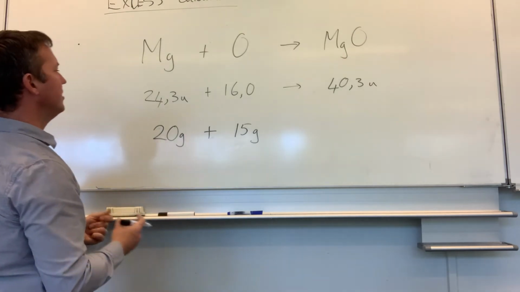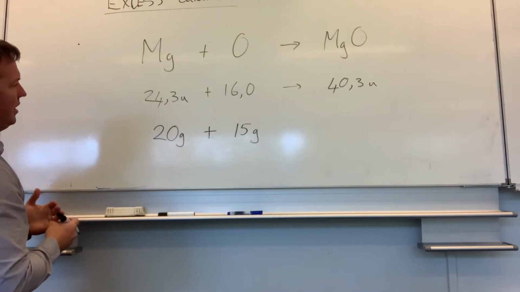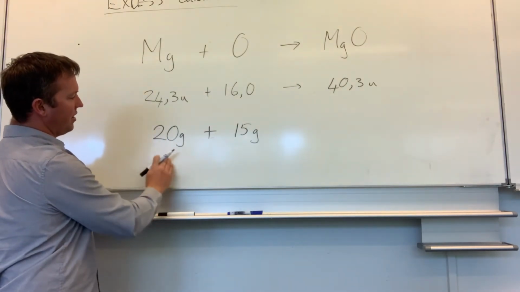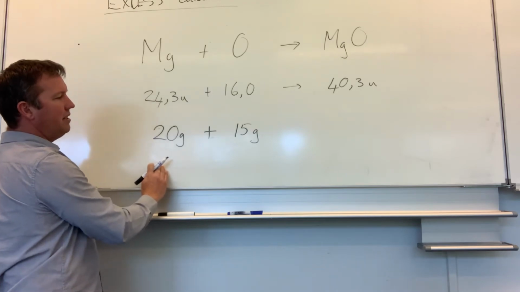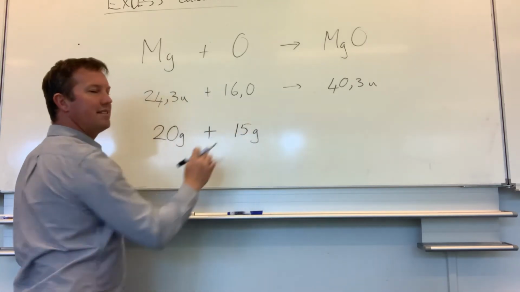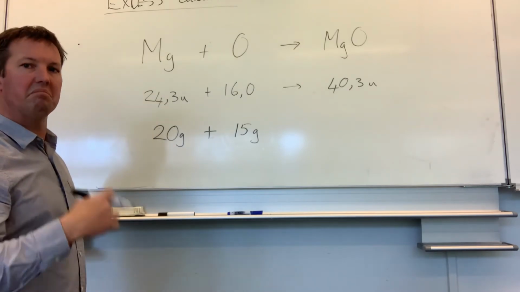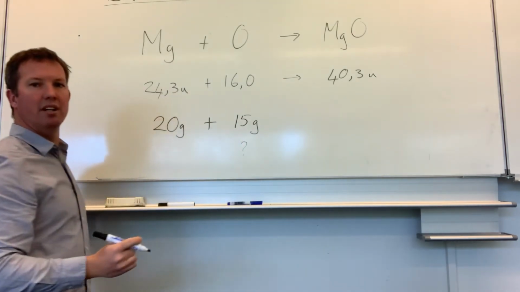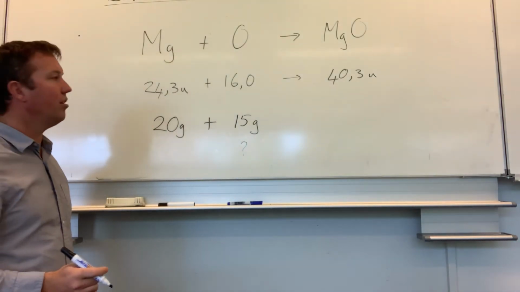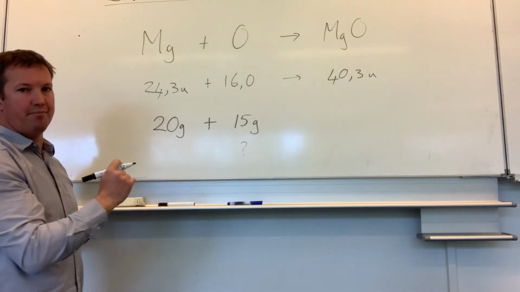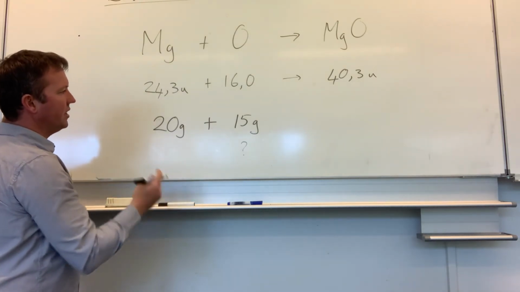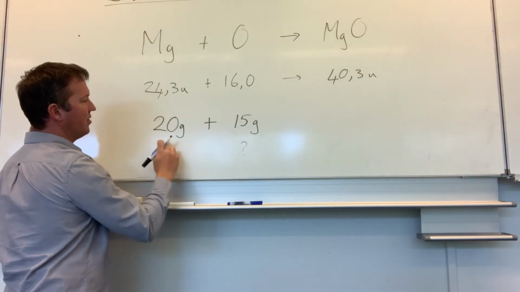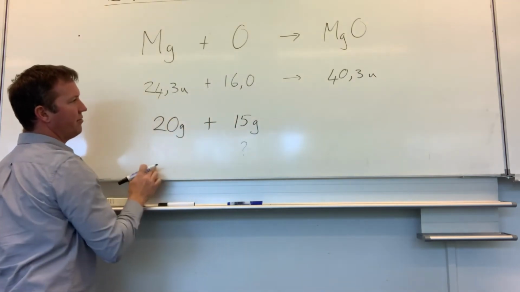So I'm going to say, okay, well, I think that the magnesium is going to run out first. If you think magnesium is going to run out first, that means you're going to have an excess of oxygen. So I need to find out how much oxygen I'm going to need to react with 20 grams of magnesium. So I'm going to have to do my calculation. Again, same as in the previous one, this value should be getting less because of that ratio.